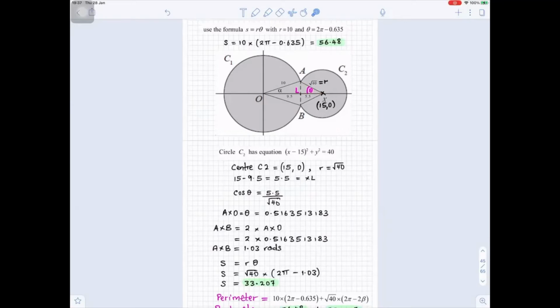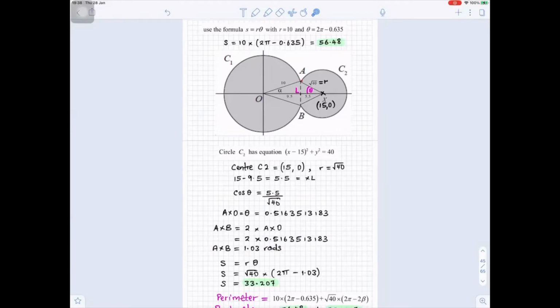So AXO, the center is X. AXO is that angle there I'm shading in red. It is given by, we call it theta, 0.516. And to get AXB is to double it. So it's 2 times that. So AXO is a small angle theta. AXB is the complete angle, which you double, and that will give you 1.03 radians.